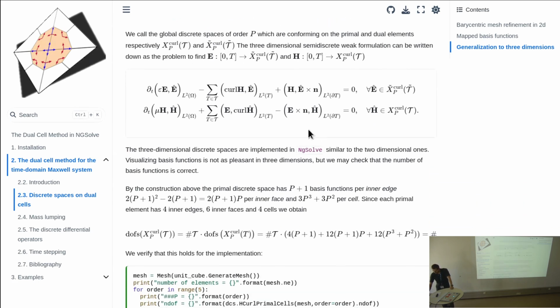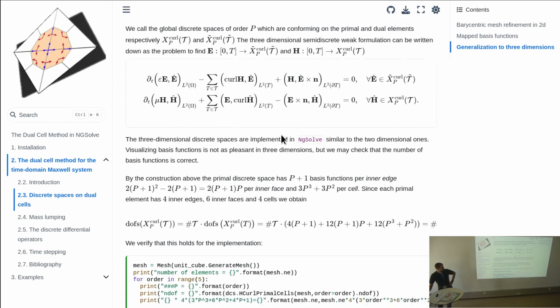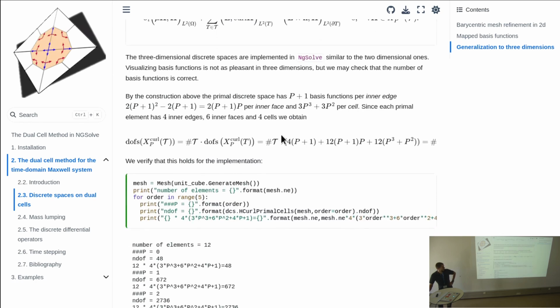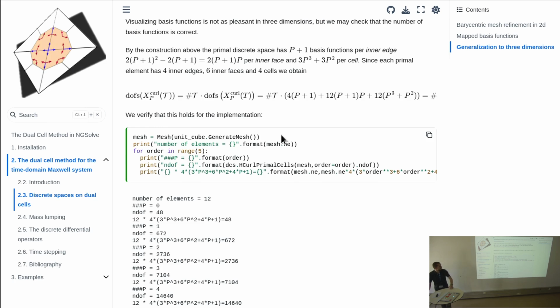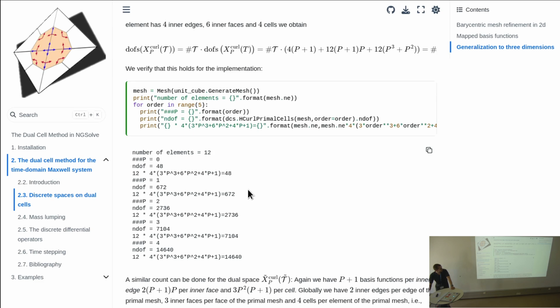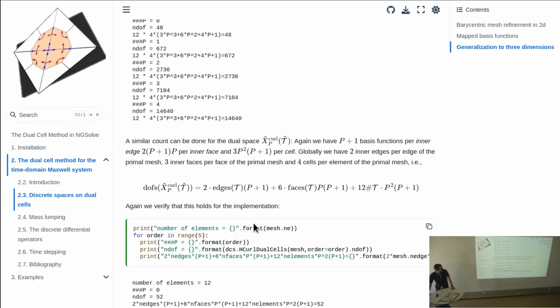Okay. So in 3D, again, we get a similar variational formulation. We have some boundary terms here. In 3D, obviously, looking at basis functions is not as pleasant, but we can count how many degrees of freedom we actually expect to have. As a small finger exercise, you could recount this and see that this actually does the correct thing. So the number of DOFs is indeed correct.